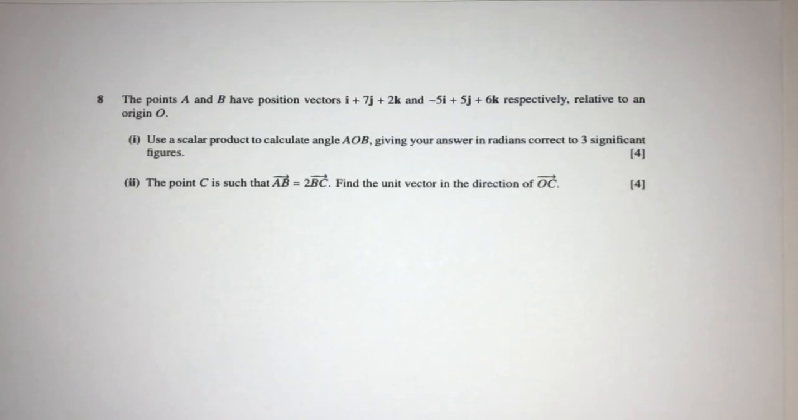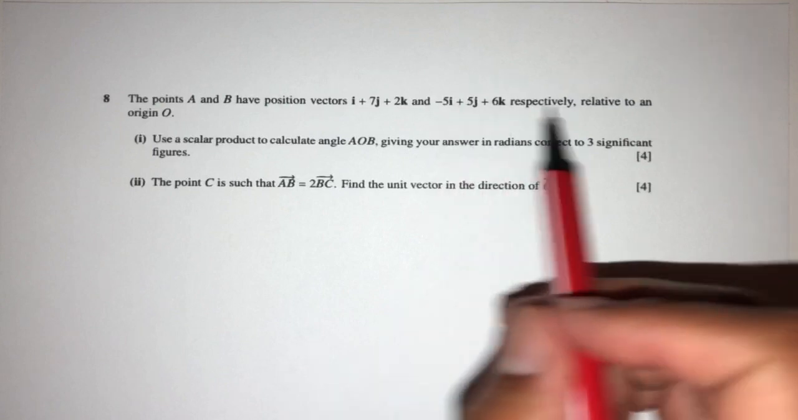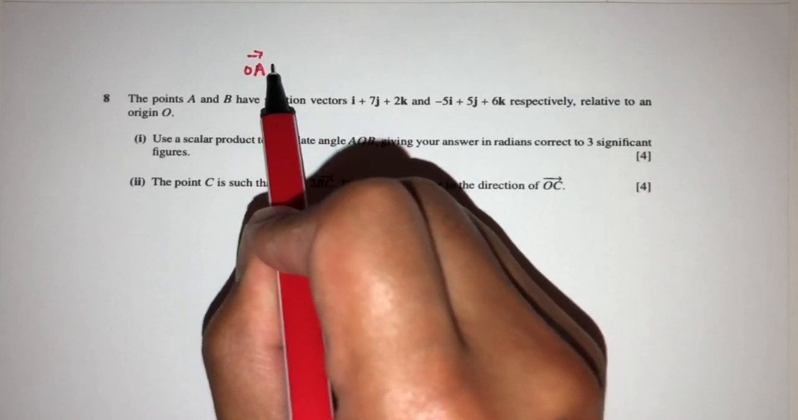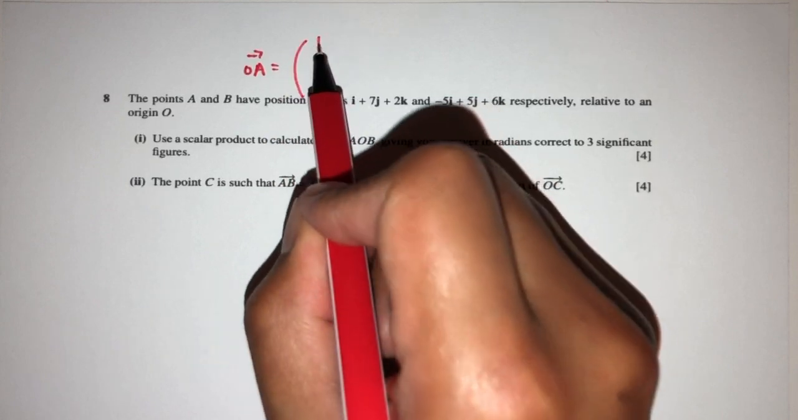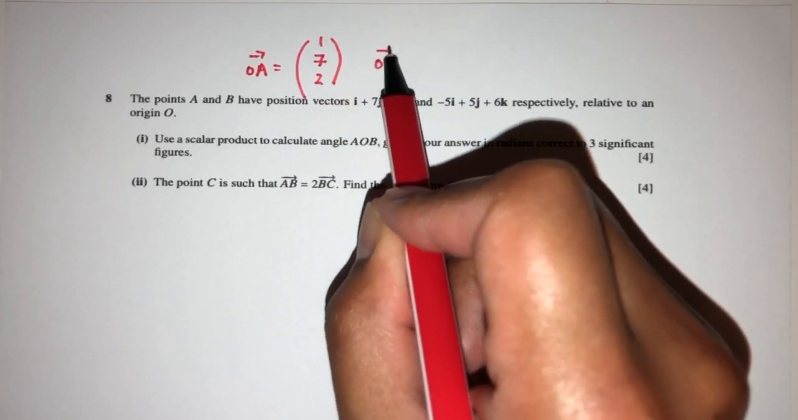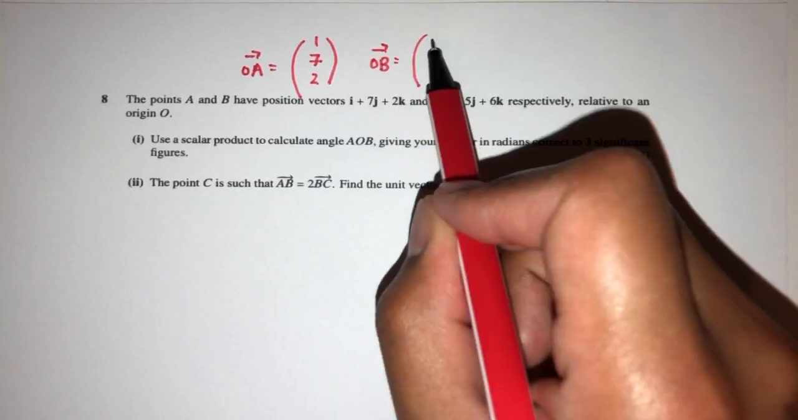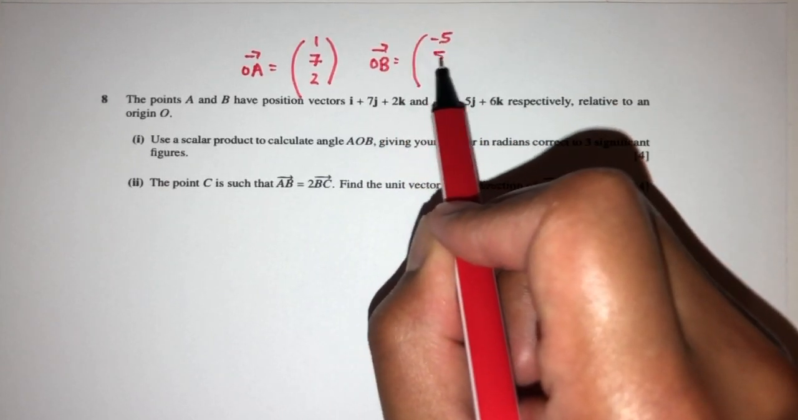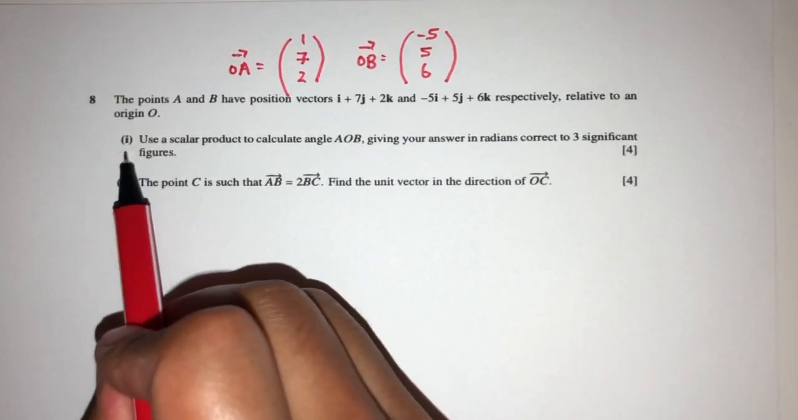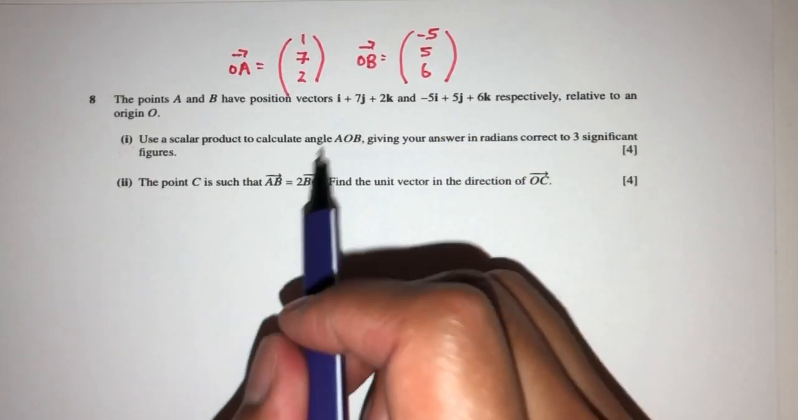The points A and B have position vectors this and this respectively. So which means OA is given to you by 1, 7, 2, and OB is given to you by -5, 5, and 6. Okay, now part 1, we have to use scalar product to find the angle AOB.